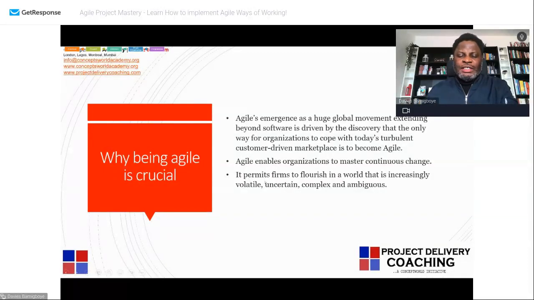So agile allows firms to flourish in a world that is increasingly volatile, uncertain, complex, and ambiguous. These four items, volatility, uncertainty, complexity, and ambiguity, will help you remember why agile is important. If something is volatile or uncertain, you don't know what's going to happen in 5 years from now. Something is complex, like artificial intelligence. Something is ambiguous, you're not really clear about it.